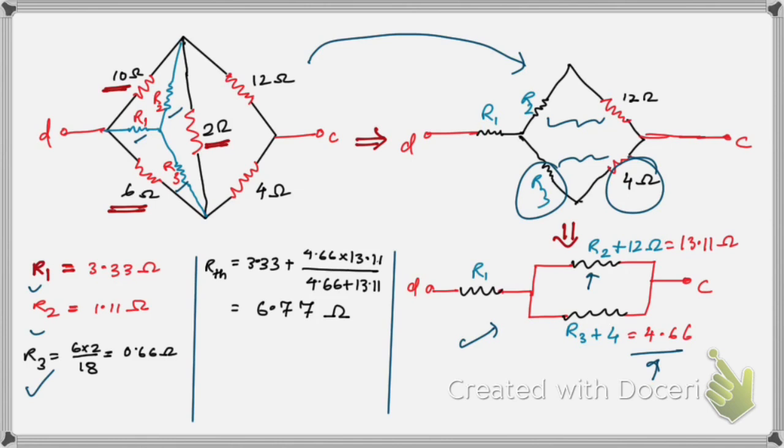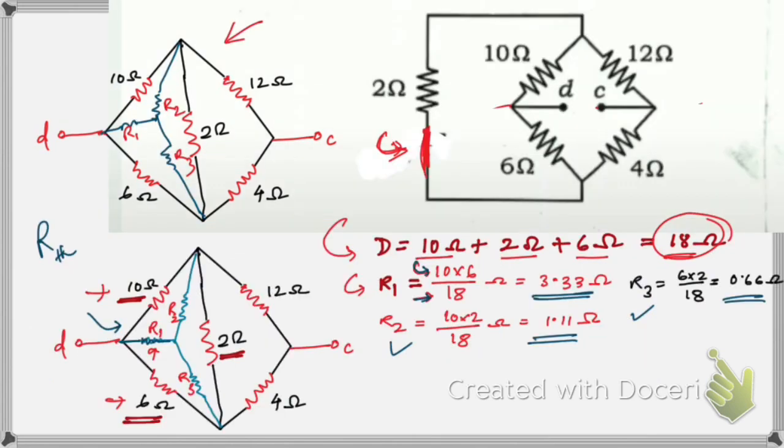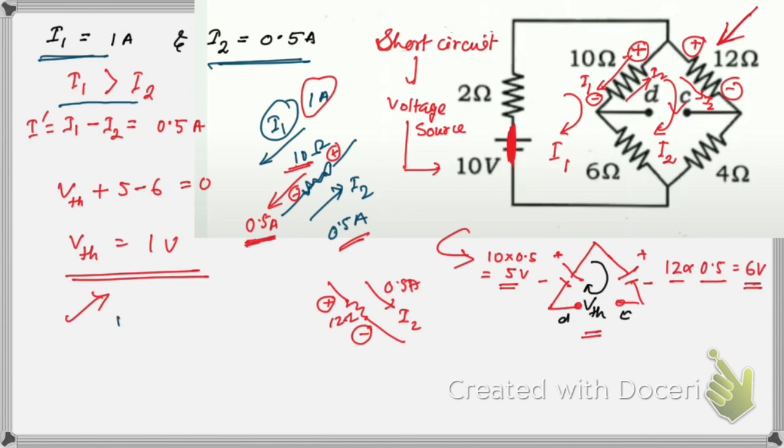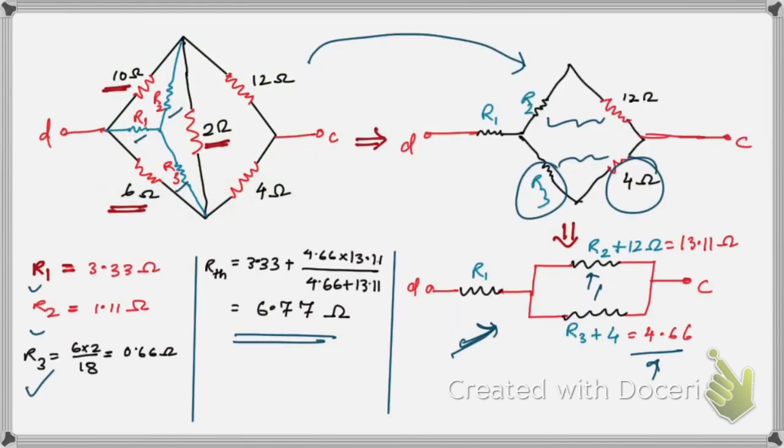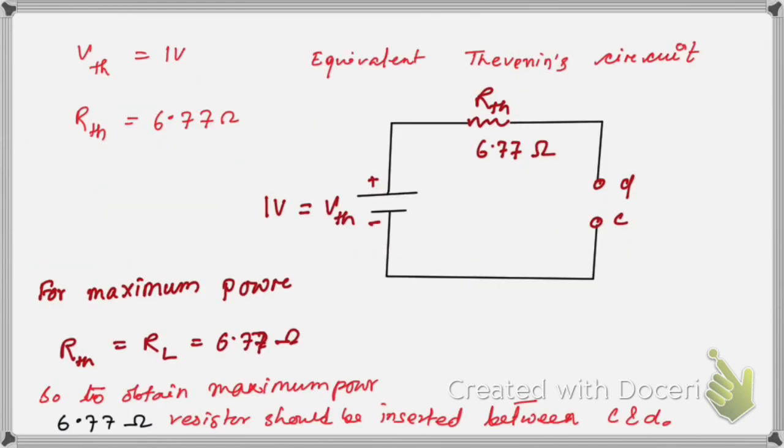Then from here, let us calculate the resistance of the parallel combination. This parallel combination is in series with R1. Calculating the equivalent resistance of this circuit, I have got RTH. So we have got RTH and we have also got VTH. Now we can draw the Thevenin's equivalent circuit. So this is the Thevenin's equivalent circuit.